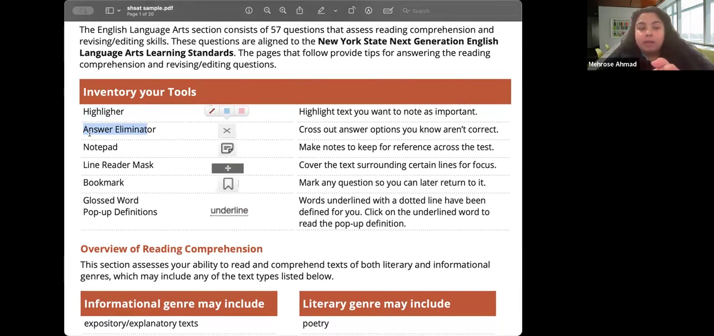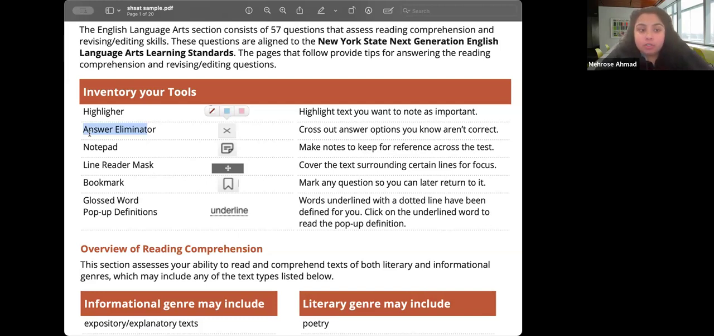It is difficult, and also not ideal, to answer an English language arts section question by just choosing the right answer. You want to both choose the right answer and eliminate options that you know are not correct. That is the best way to score well on these exams.